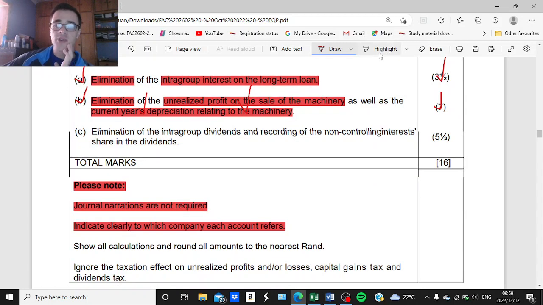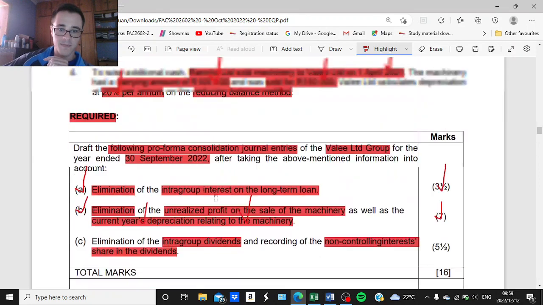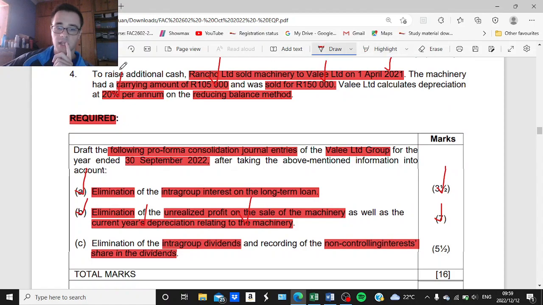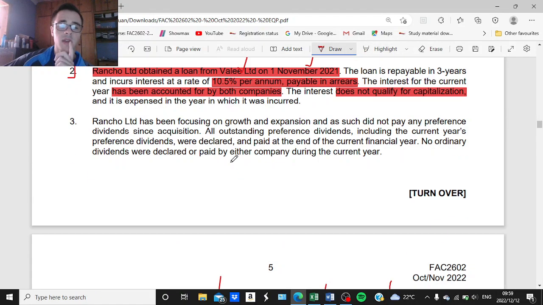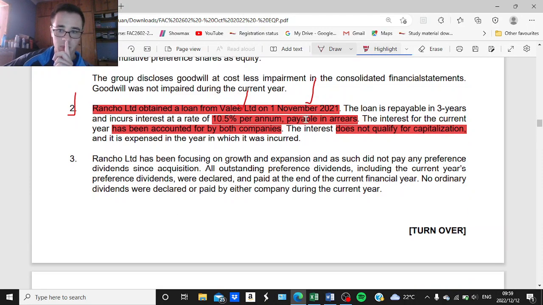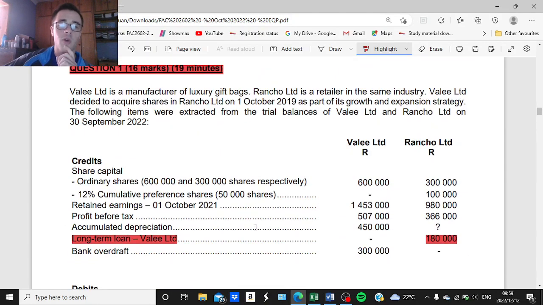Okay, then the final journal entry that we are required to draft is the elimination of the intergroup dividends, as well as recording the non-controlling interest share in those dividends. Now, the information regarding intergroup dividends can be found in additional information point 3, which says the following. Now, Rancher Limited has been focusing on growth and expansion and as such did not pay any preference dividends since acquisition. Now, what is the date of acquisition?